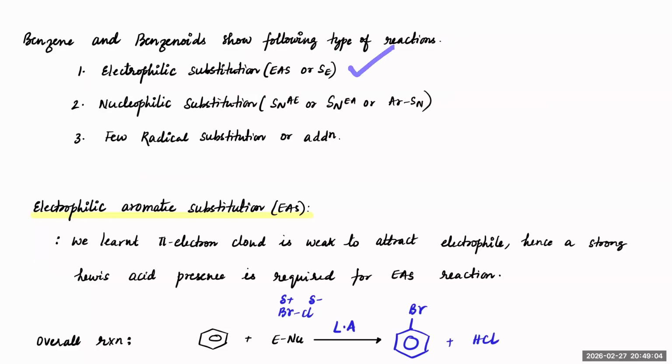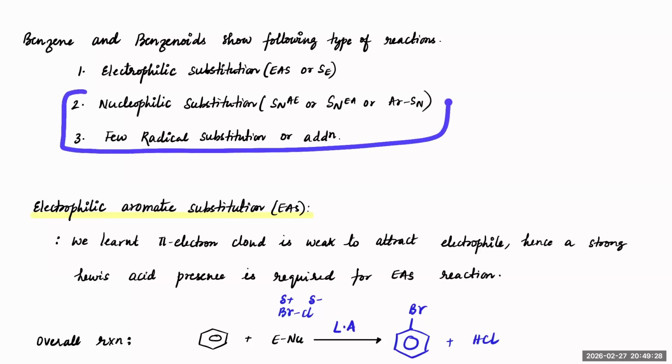Next, what type of reactions do benzene and benzenoid forms show then? They will show electrophilic substitution, nucleophilic substitution, and a few radical substitutions. Got it? When I discuss nucleophilic substitutions, I'll discuss every part of it, which is there for your reaction mechanism course also, which is SN1, SN2, and so on. So don't worry. When we come to part 2, I'll discuss all of the types of substitutions.